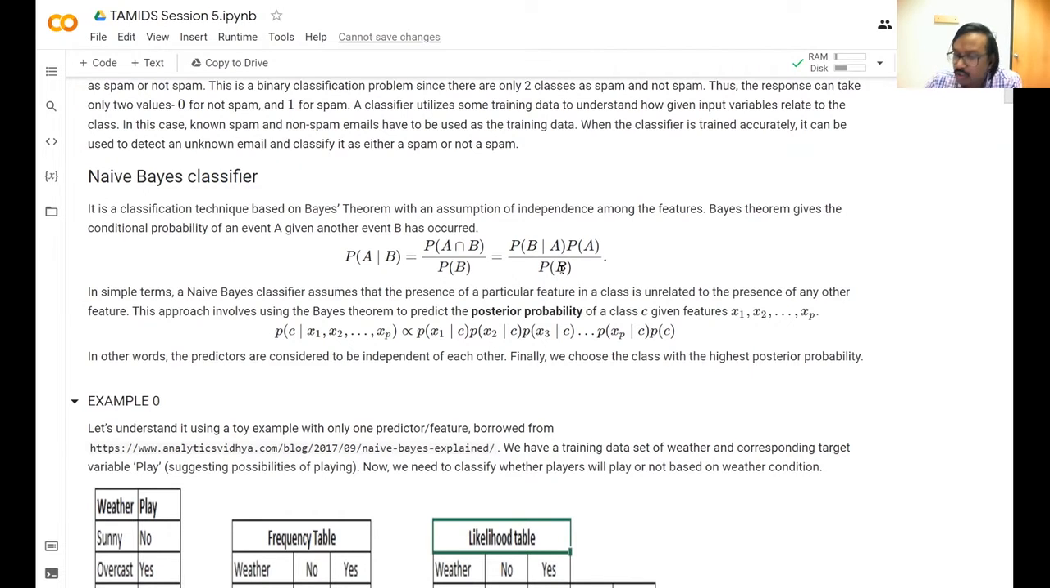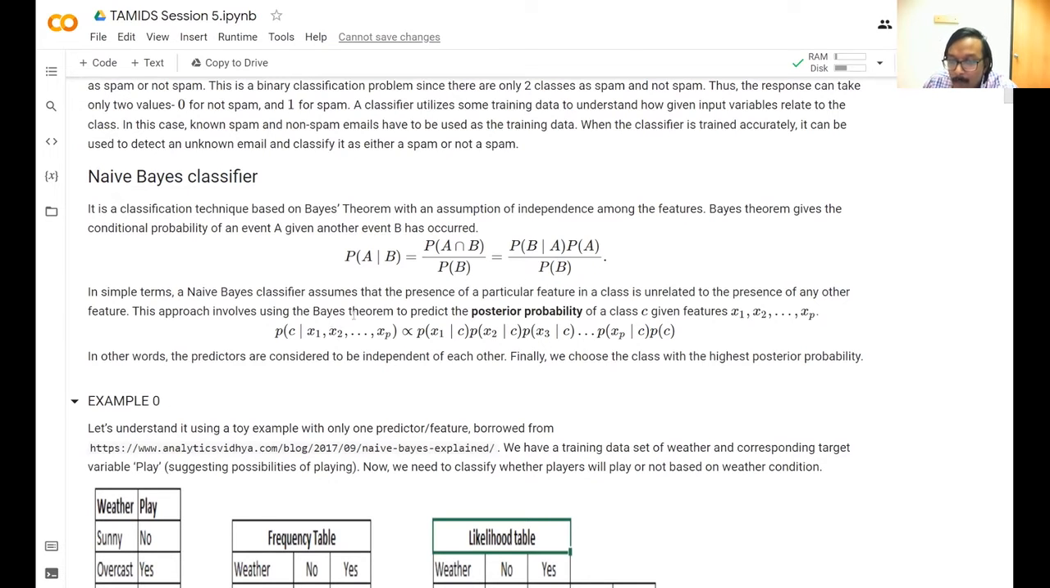The naive portion comes from the fact that the assumption made by the naive Bayes classifier is the independence among the features. What it means is that the presence of a particular feature, say x1, is completely unrelated to the presence of another feature in the same class.